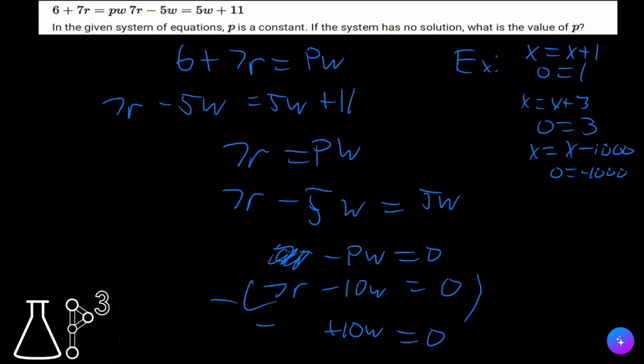So now all I have to do is find a number for the constant p to make the statement true. So one number plus 10 subtracted by p gives me 0. It'll be positive 10, because if I make p equal 10, I'm going to get negative 10w equals 0, and then plus 10w equals 0, and the w's cancel out, which makes it no solution. Therefore, p equals 10.